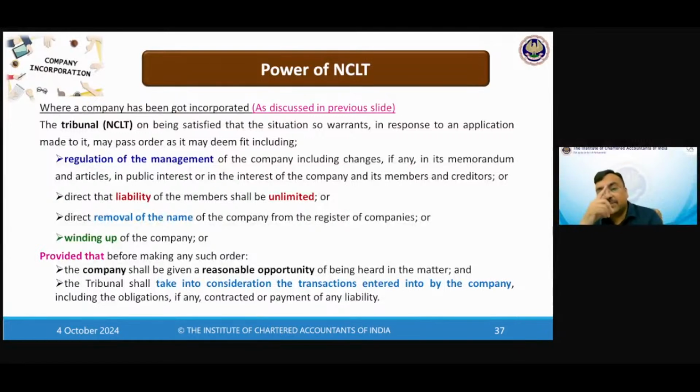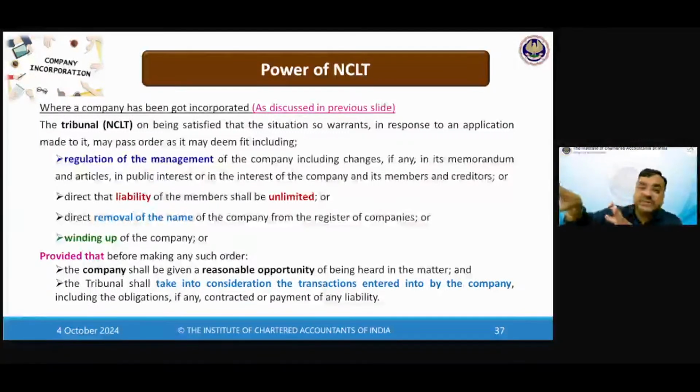But before making such an order, भाई एक मौका तो देना पड़ेगा अपनी बात कहने के लिए. The company shall be given a reasonable opportunity of being heard, and the Tribunal shall take into consideration the transactions entered into by the company, including the obligation, if any, contractual or payment of any liability. जब डिसीजन लेगा NCLT, he should consider the transactions that have already been done by the company, because they should not be harmful for anyone else other than the company.